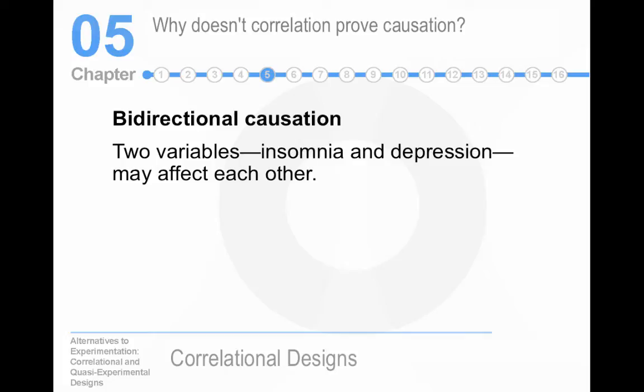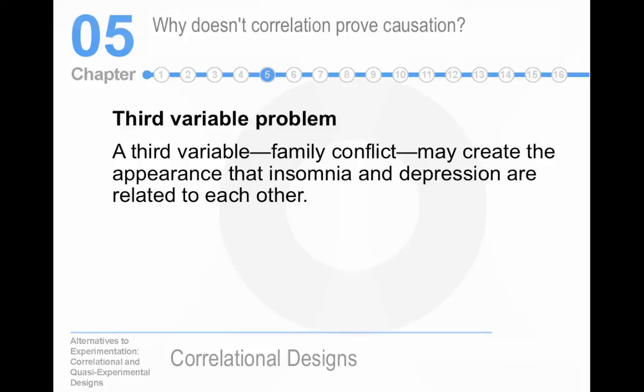Either when people hit bottom, many times experience a moment of clarity and then stop. And that's a wonderful outcome. The third variable problem is that there could be some third thing which is accounting for the relationship in the first place. So that works for my example too.